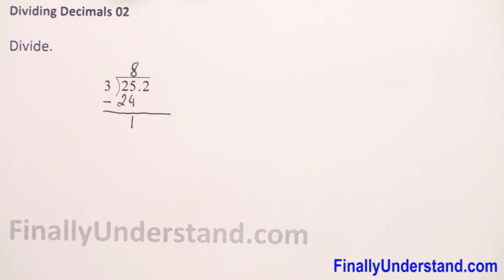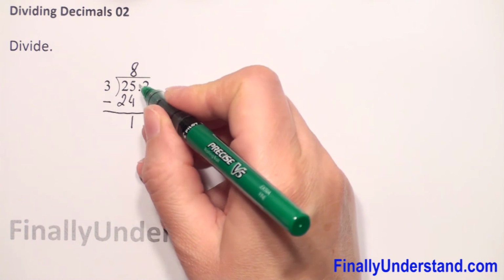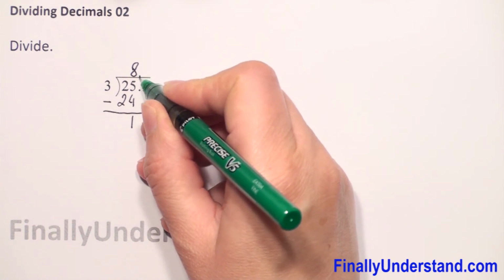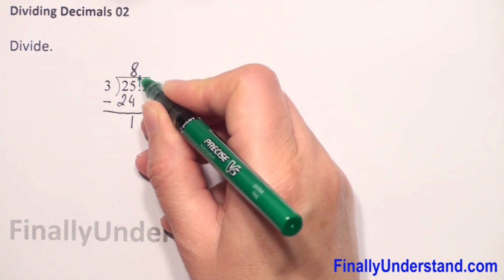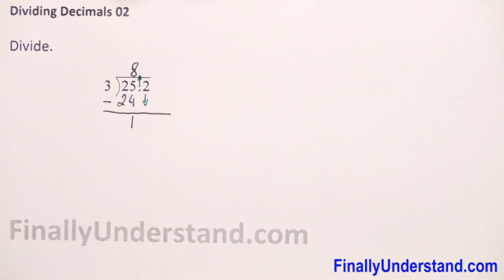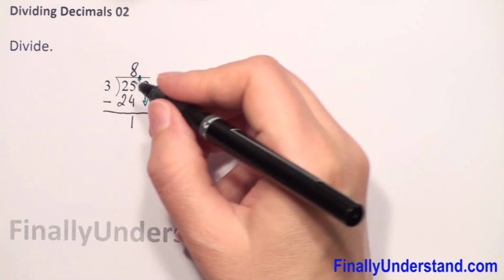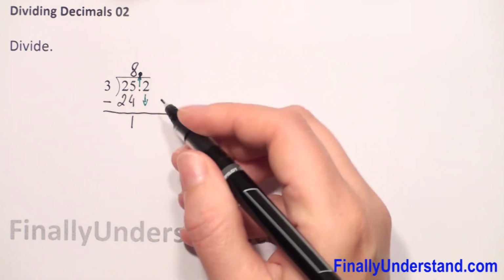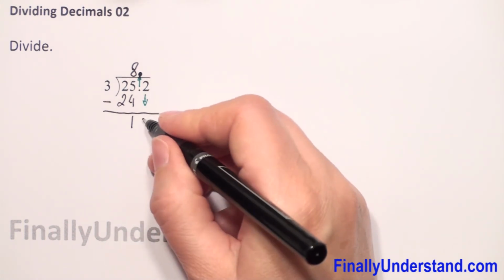What next? Because we have a decimal number divided by 3, the decimal point we have to put up exactly in the same column, and next we take the digit down. So we will have 8, decimal point, and we take 2 down.